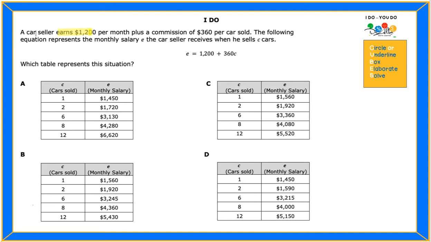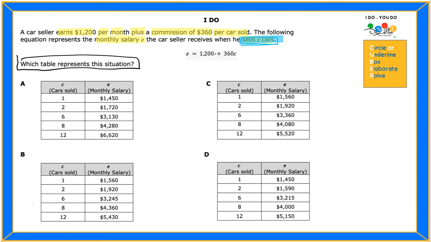He earns 1,200 per month plus commission of 360 per card sold. The following equation represents the monthly salary E, and the cards he sells is the letter C. Okay, that should be in a different color because it's different information. So I'm gonna put that in blue. Okay, and now an equation is given and the question itself says, which table represents this situation?